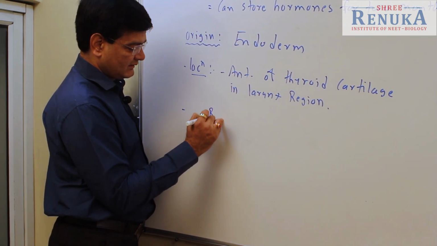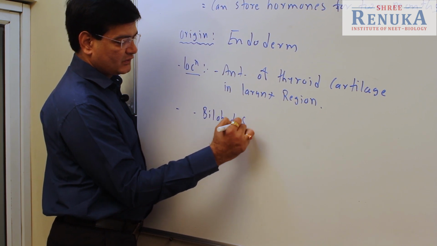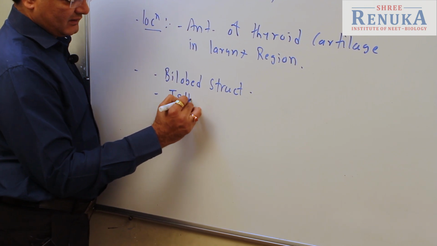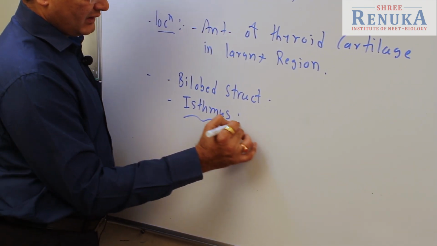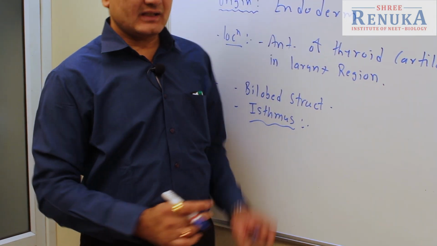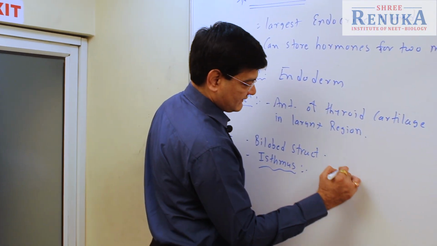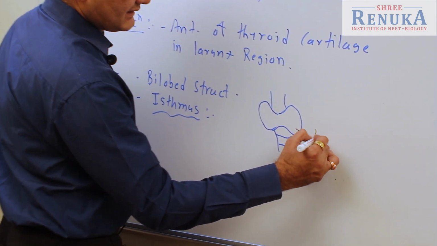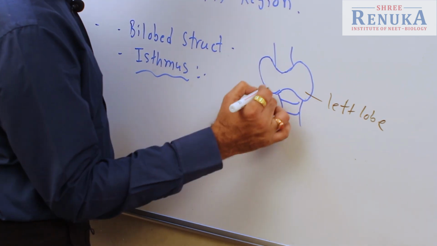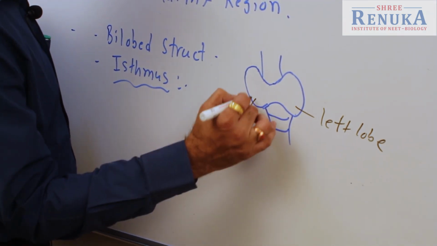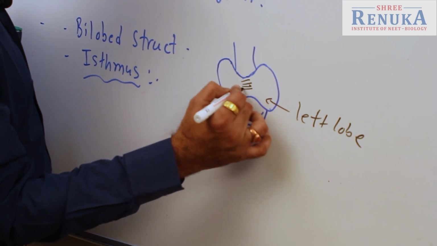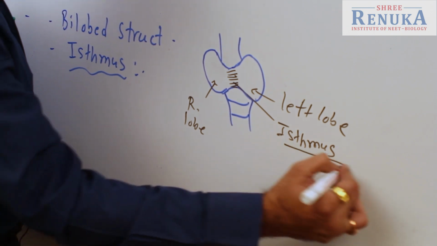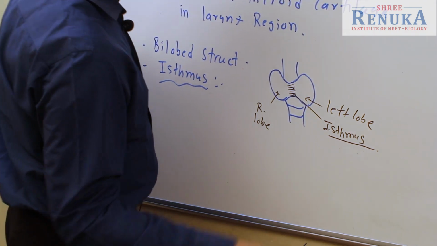Thyroid gland is a bilobed structure and both lobes are associated with each other by the isthmus. Isthmus is a kind of connective tissue which connects two lobes of the thyroid gland. Here, the lobes of thyroid gland, that is left lobe and right lobe, are connected with each other by the isthmus. As I told, it is a band of connective tissue.